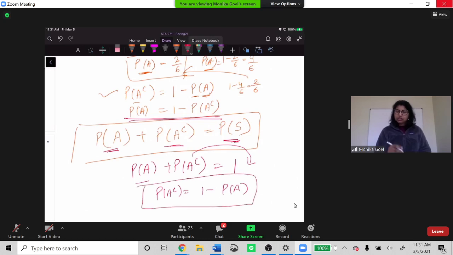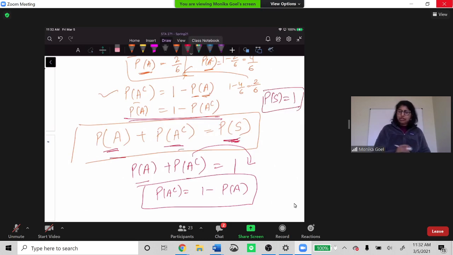So these things you don't need to memorize. They are just coming straight from the first two rules. The first rule says that the probability of an event is between 0 and 1. And the second rule says that the probability of the sample space is 1 whole.